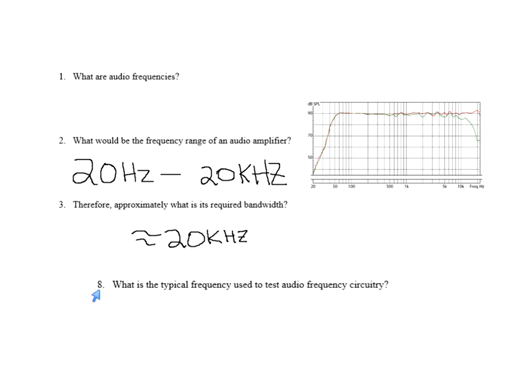Now, I know this is a little bit out of order here, but what is the typical frequency used to test audio frequency circuitry? Well, generally we'll pick a frequency right in the middle of this chart someplace. Well, there it is. Right in the middle of that chart, on that log chart, is 1K. So generally, the approximate frequency of human voice and audio frequencies is around 1 kilohertz. That's in the center of the range of frequencies that we can hear. You need to know that. That's a typical test tone that we can use to check audio frequency circuits.